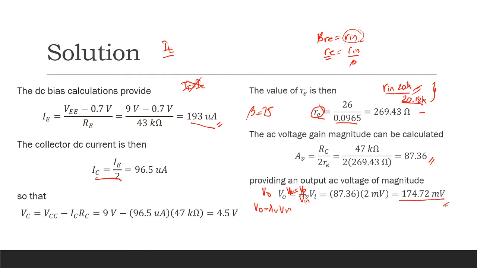Ayan. So, again, we have two ways to solve this problem. Kailangan makuha natin yung Re. To get Re, pwedeng mag-DC analysis tayo or gamitin natin yung given na Rin is 20 kiloohms. Kasi agad-agad makuha natin yung value ng Re dyan.